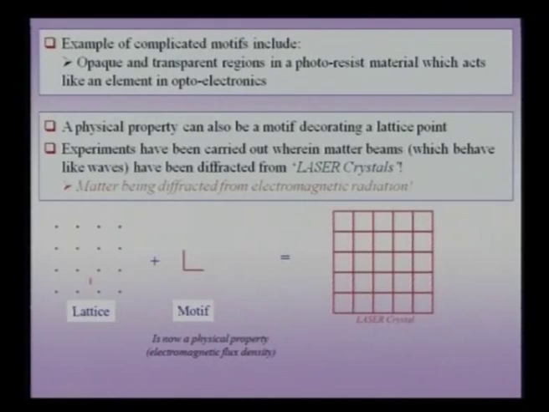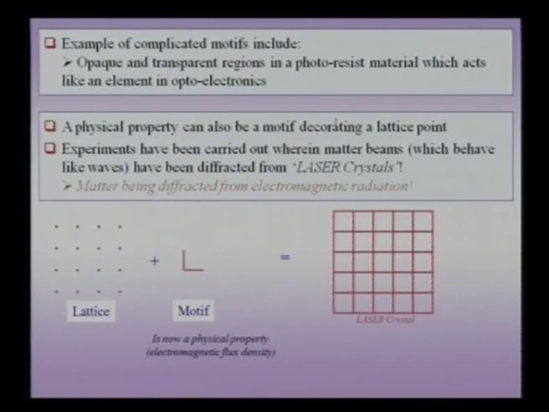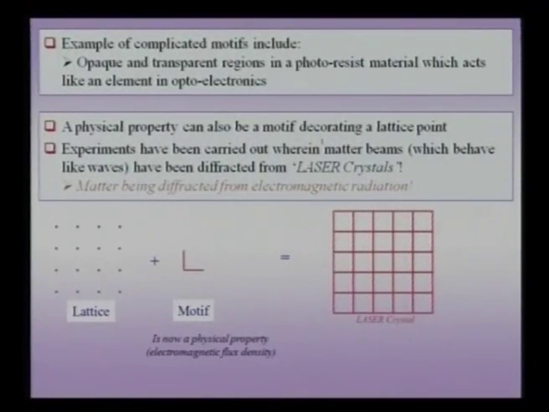An even more curious example is the one which I am showing below, and I was pointing out that of course we may take up more examples later in the course, that a physical property can also serve as a motif which can go on to decorate a lattice point. Experiments have been performed, especially within the last 10 years, wherein I make a crystal, and this crystal is now made up of purely laser beams. That means these red lines you see are laser beams. So you have laser beams in 2 directions.